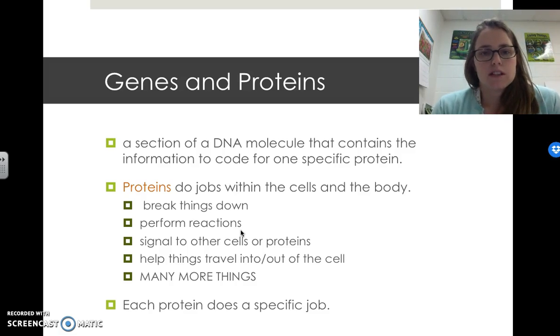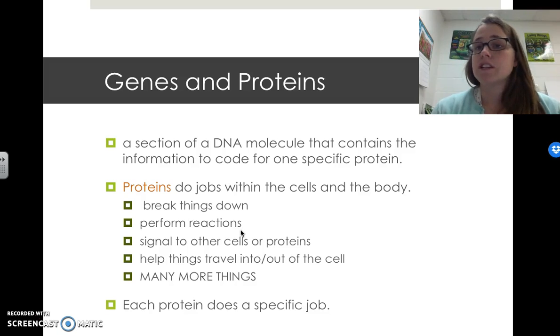So what are proteins? Proteins are things within our body that allow the cells in our body to do specific jobs. So proteins do things like break things down, they perform reactions, they signal to other cells or proteins. If you remember when we were talking about the blood cells, proteins are the things that identify our blood cells as ours. They help things travel in and out of the cell. If you remember the membrane structure, proteins made up those membrane channels that allowed things to move in and out of the cell. And they do a ton more things.